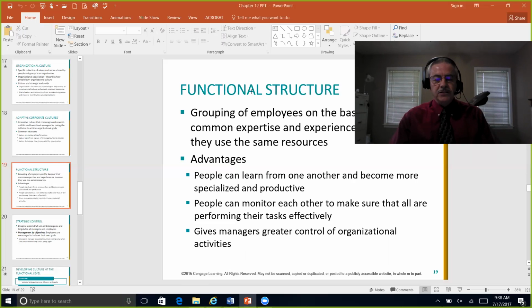So doing it by function, grouping those activities based on experience and expertise or using the same resources has some advantages, but equally important, it has some disadvantages as well. One of those being, again, that if I become over specialized and that particular person leaves, what we like to call my go-to person, if my go-to person leaves the organization, and if I've not developed someone to step in that gap, then I'm going to have a significant learning curve for that organization.